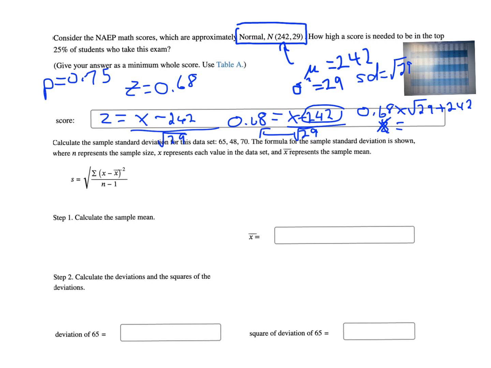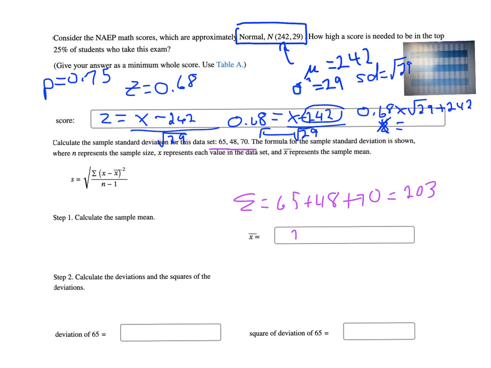The second question is just asking you to find your standard deviation, and they're giving you the formulas. And this is a sample because there's only 3 values in it, just these 3 values right here, 65, 48, and 70, okay? They're asking us to calculate the standard deviation. And so the sample mean is just adding together those 3 numbers. And so we have 133 plus 70, so that's 203. That's the total of our values.